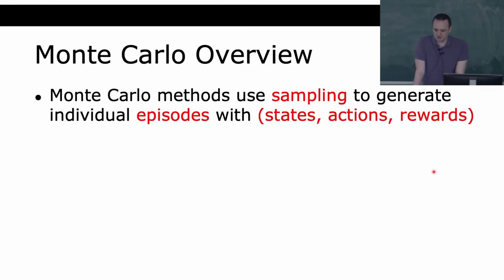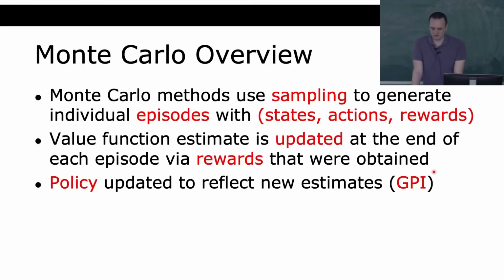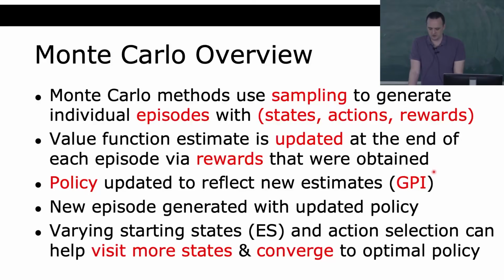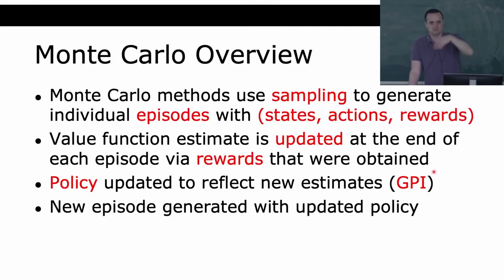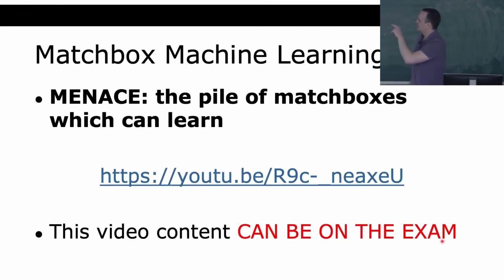So Monte Carlo uses sampling to generate episodes with state action reward pairs. The value function estimate is updated at the end of each episode via rewards that were obtained. The policy is updated to reflect the new estimates. New episodes are generated with the new policy, and this cycle, GPI, just keeps happening over and over. And varying the starting states with ES and action selection can help visit more states and converge to an optimal policy.